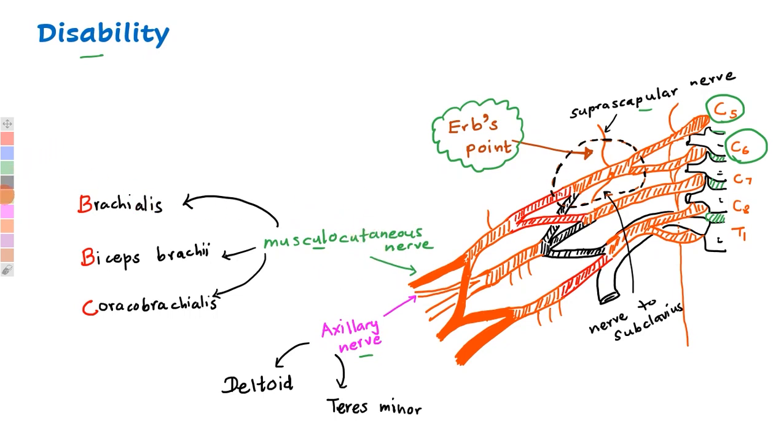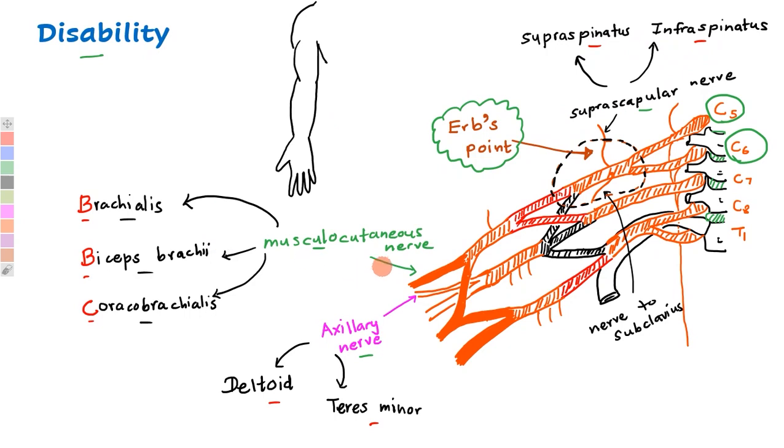Musculocutaneous nerve gives motor branches to the brachialis, biceps brachii and coracobrachialis muscles. All these 3 muscles are situated in the anterior compartment of the arm. You can easily remember these 3 muscles by the mnemonic BBC. Axillary nerve gives motor branches to the deltoid muscle and the teres minor muscle. Suprascapular nerve will give the motor branches to the supraspinatus and infraspinatus muscles.